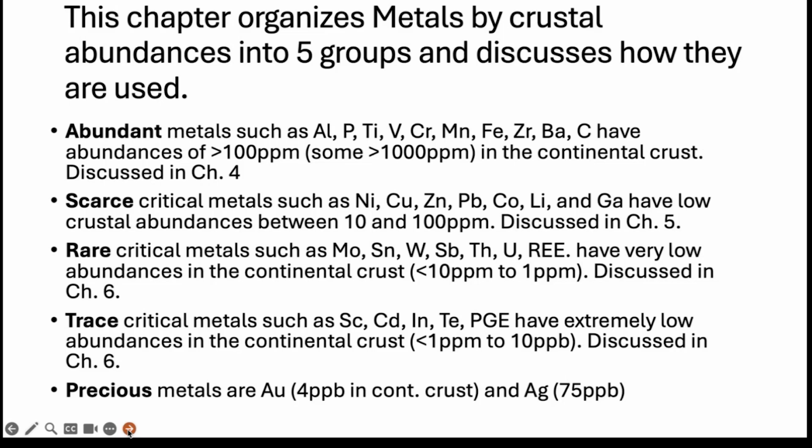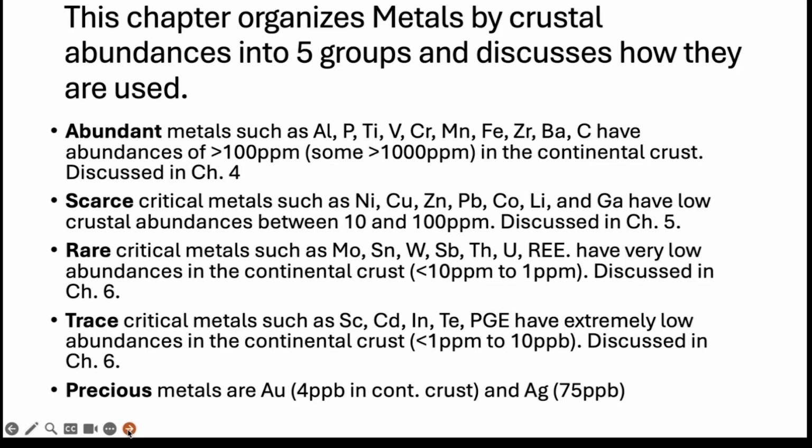on the crustal abundances. So abundant metals have abundances of more than 100 ppm, parts per million, in the continental crust. Scarce critical metals between 10 and 100 ppm. Rare critical metals, 10 ppm to 1 ppm. Trace critical metals, less than a ppm to 10 parts per billion.